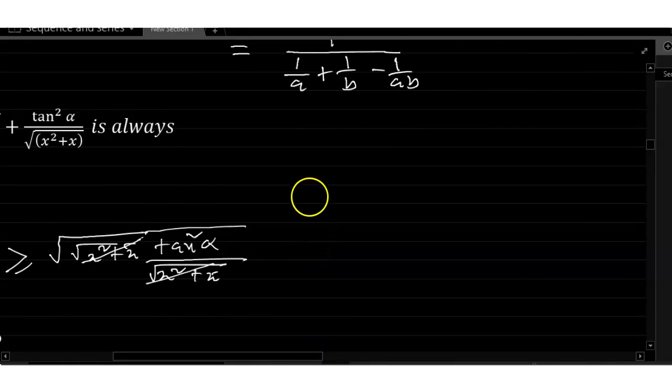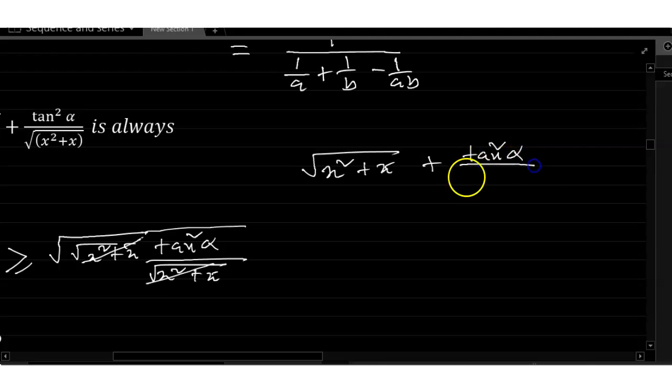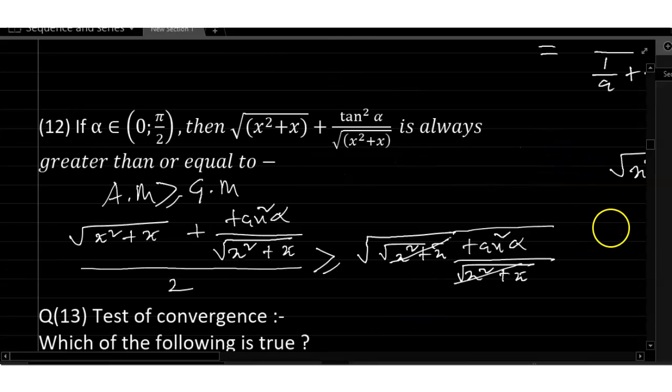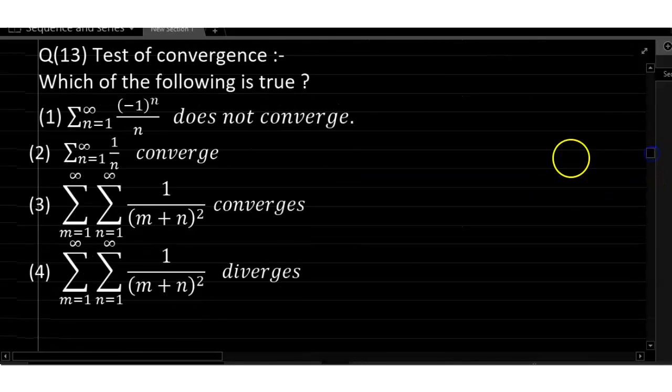So that we get root over x square plus x square plus x and then equals to 2. Answer is 2 tan alpha. Now we are going to solve this problem.